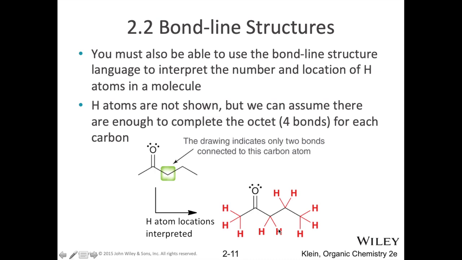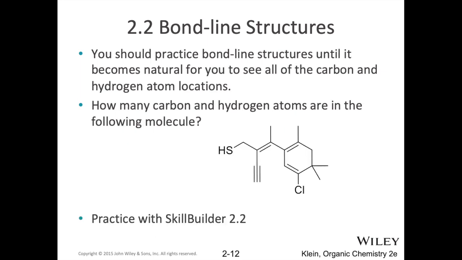And of course, if you have 3 bonds to your carbon, there's 1 hydrogen, and if your carbon has 4 bonds, it can't have any hydrogens, right? Because it's met its 4 bonds to give it 8 electrons to meet the octet rule. All right, so take a second and practice with a problem like this.